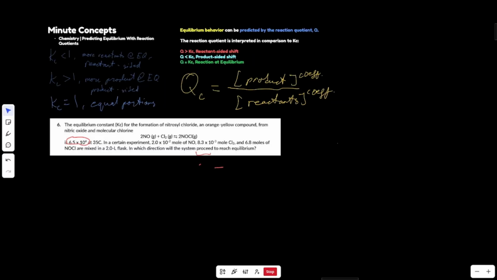All right, so now let's consider this problem, right? So now we have the formation of nitrosyl chloride from nitric oxide and molecular chlorine. We're given the Kc, which is 6.5 times 10 to the power of 4, and we're given the moles of the reactants and the products. So what's the first thing that we have to do here?